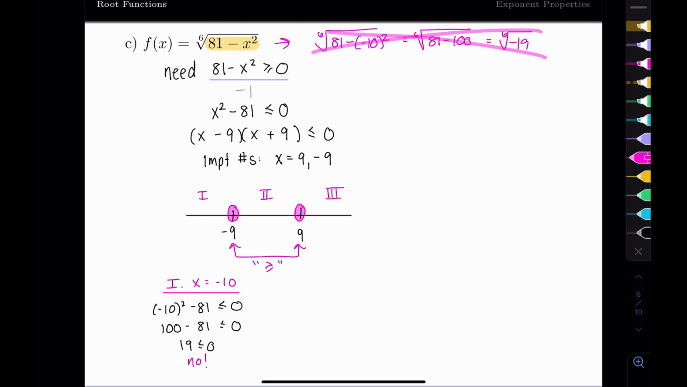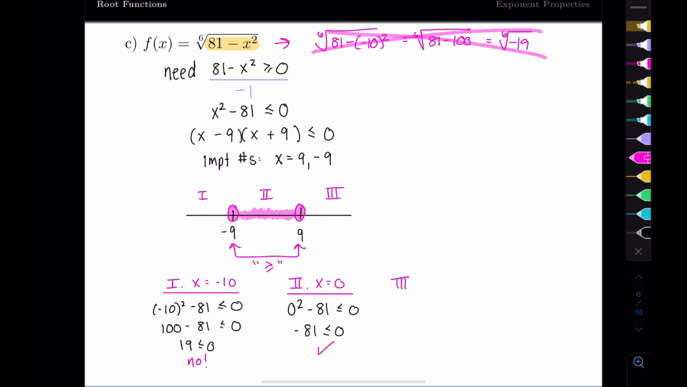Okay. Moving on to interval 2, a number in between there is 0. 0 is always nice to plug in. So plugging that into our expression, this is 0 squared minus 81 needs to be less than or equal to 0, and that is negative 81 is less than or equal to 0. So this one does work, meaning we can plug everything in between these two values here. So again, if I plug 0 back in at the front, this gives us the 6th root of 81. It is a number that is making sense for us.